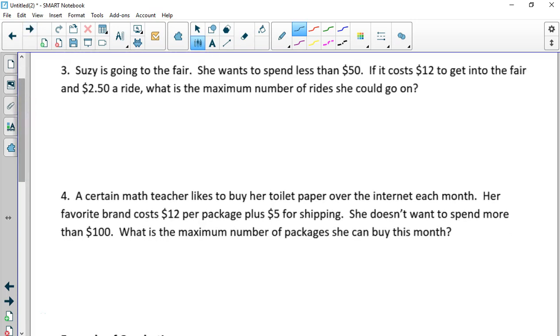Susie's going to the fair. She wants to spend less than $50. If it costs $12 to get in the fair and $2.50 a ride, what's the maximum number of rides she can go on? Well, what we're trying to find out is rides. Now, we know that it just costs $12. That's our constant just to get in. This goes back to the problem we've been doing with the delivery fee or the fee to hire the caterer. It's just a constant. Plus $2.50 per ride. And she can only spend under 50, not less than or equal, but under 50.